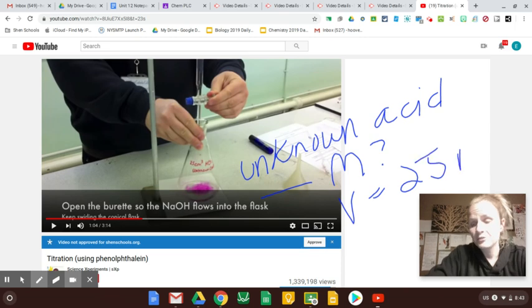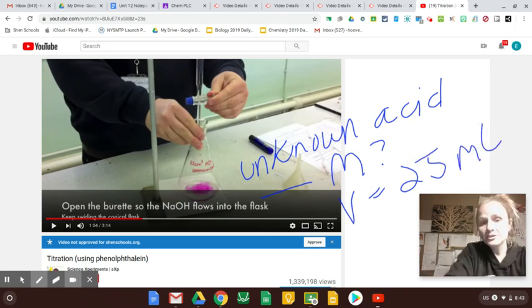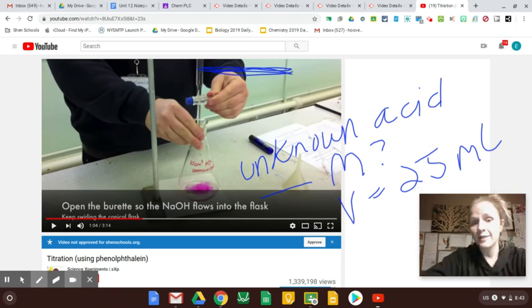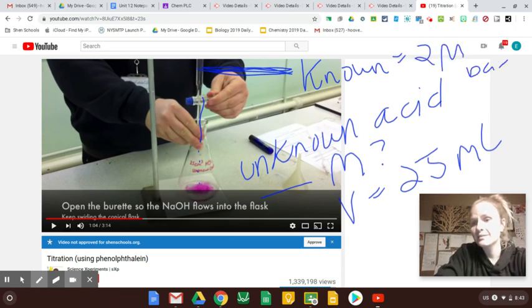I know that I have 25 mils because at least that I can measure even if I don't know what it is. And I also know what I put in this burette. And again, the reason I put it in the burette is so that I can add it slowly, drop by drop. And what's in the base is my known or my standard. And I know that that's a 2 molar base.